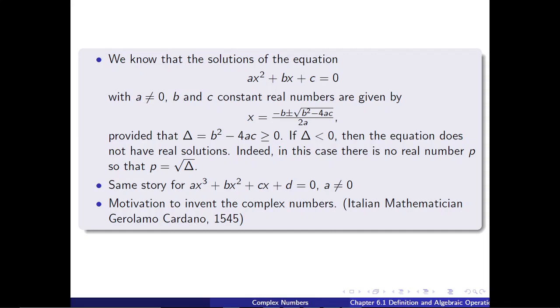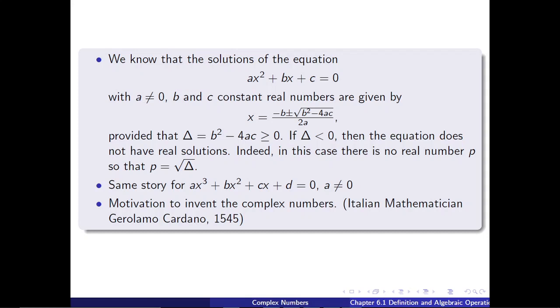And if we think about it, even when we have a cubic equation, ax cubed plus bx squared plus cx plus d equals 0, where a is not equal to 0 and b, c and d are real numbers, then there's a complicated formula, and it might involve square roots of negative numbers, so it will have the same sort of problem as a quadratic equation.